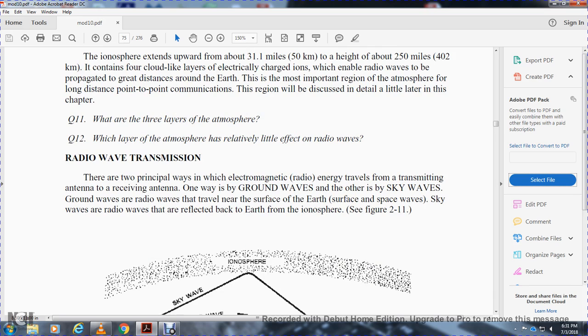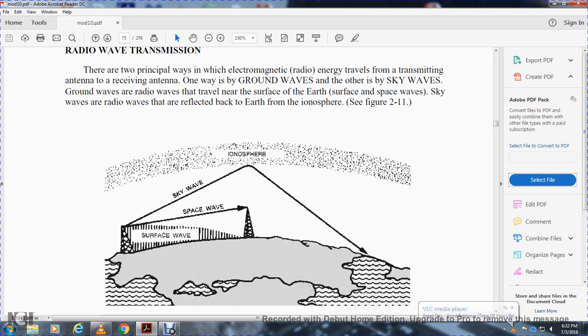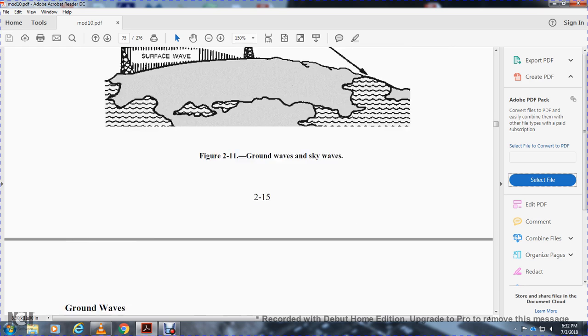Radio wave transmission. The two principal waves in electromagnetic radio energy travel from the transmitting antenna to the receiving antenna: ground waves and sky waves. Ground waves are radio waves that travel near the surface of the Earth. Sky waves are radio waves that are reflected back to the Earth from the ionosphere. The figure shows the ionosphere, sky wave, space wave, tower, and surface wave.